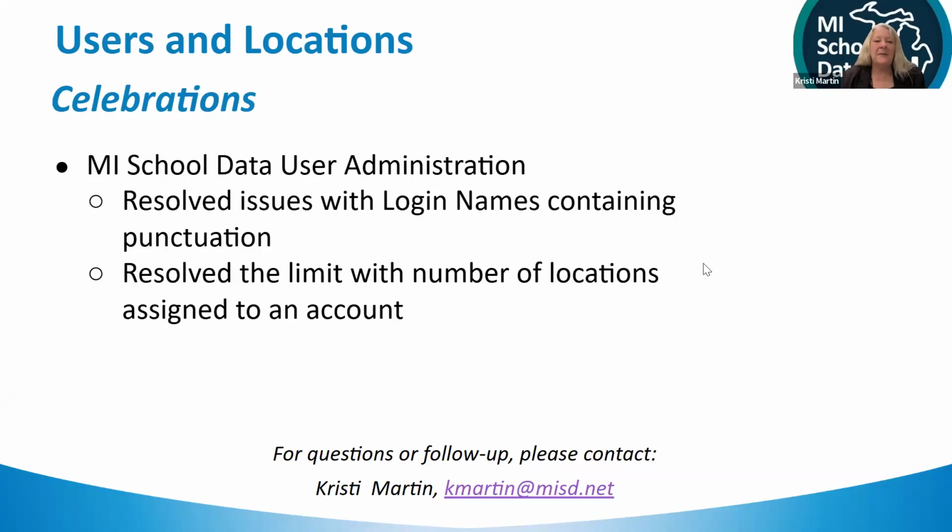So we're very happy about that, as well as resolving the number of locations assigned to an account for authorizers, like public school academy authorizers that may have had more than 10 schools that they're authorized to look at. They weren't able to have access to all of those schools at one time. It had to be spread across multiple people. That has been solved, so very happy about that.